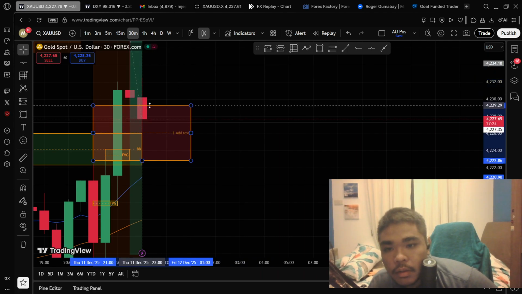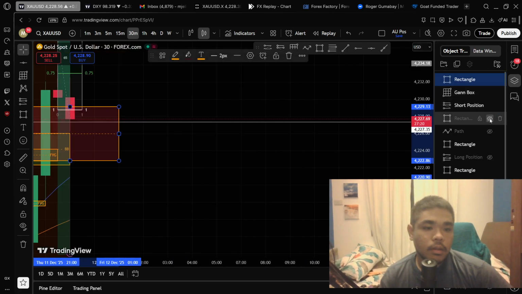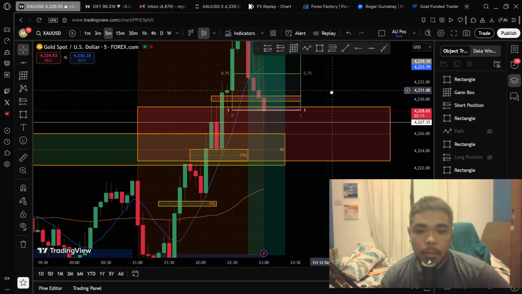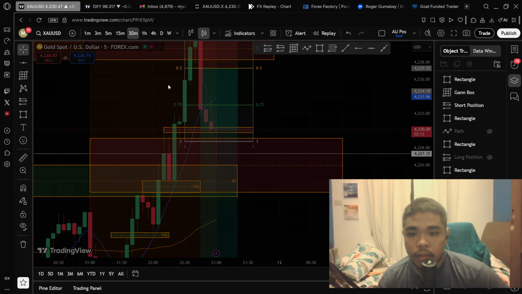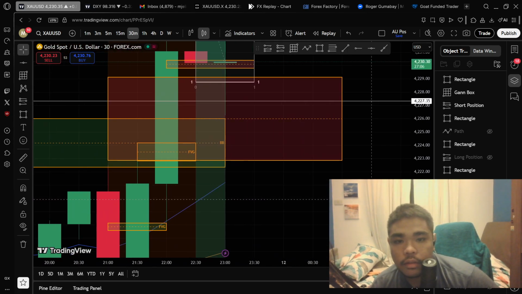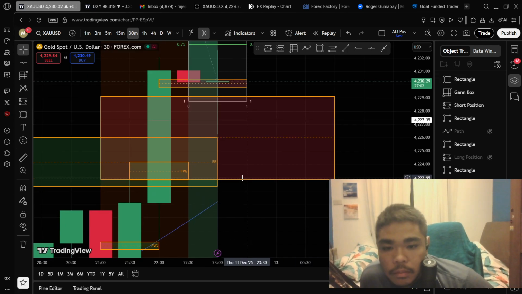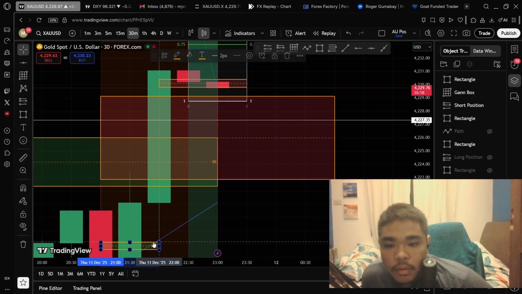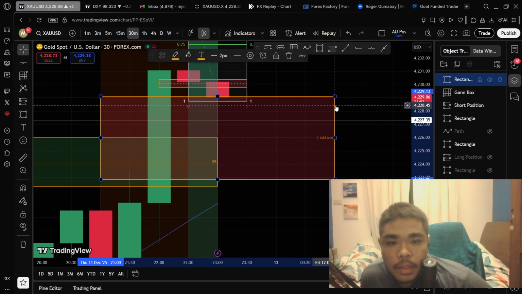Okay, this is the imbalance in the 30-minute causing that bullish momentum. We haven't tapped the consequent encroachment of that level, I think, unless you mark out the wrong levels. Hide these for now. Let's lower the opacity of this candle.